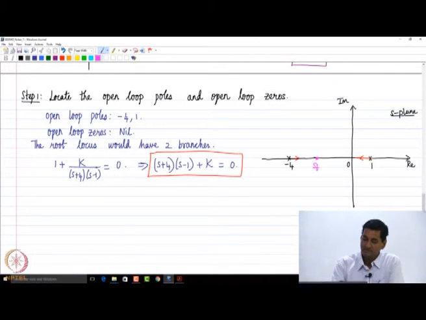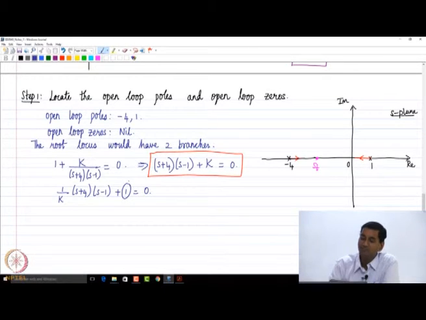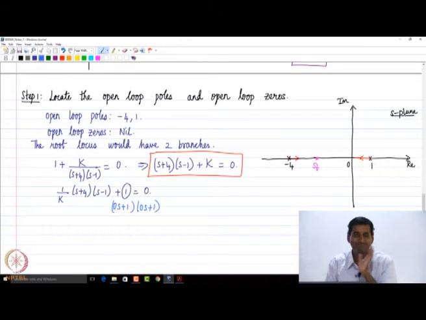The same equation I can rewrite as 1 divided by k times (s plus 4) times (s minus 1), plus 1 equals 0. That sounds very strange. Now if I put k to be infinity, I get 1 to be 0. That's not exactly what we want to convey. I'm not doing a very tight proof, I'm doing a logical argument here. Suppose, on the other hand, you write this 1 as 0s plus 1 over 0s plus 1. Can I do that?